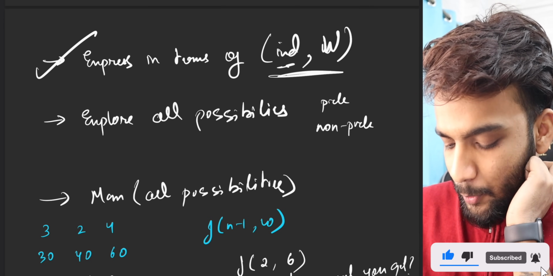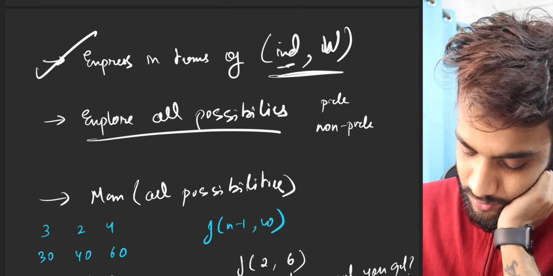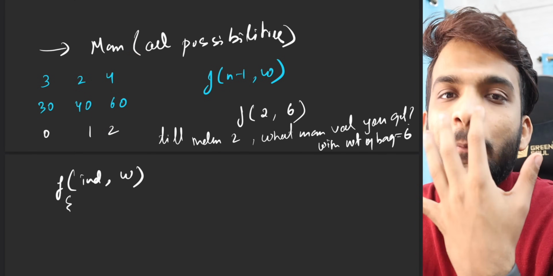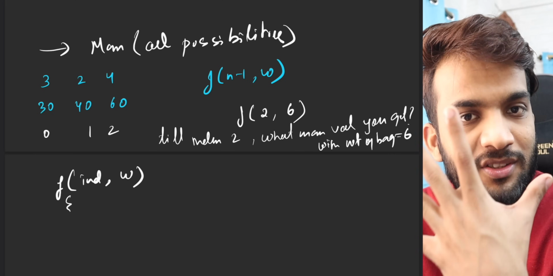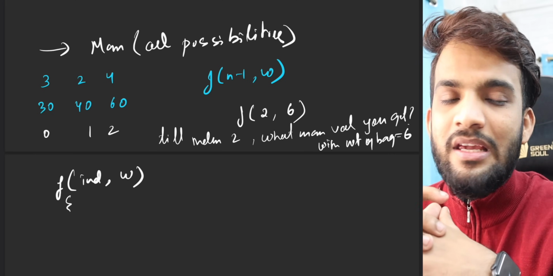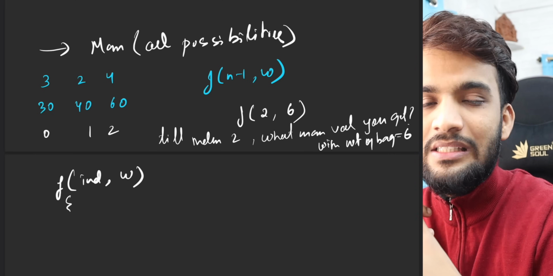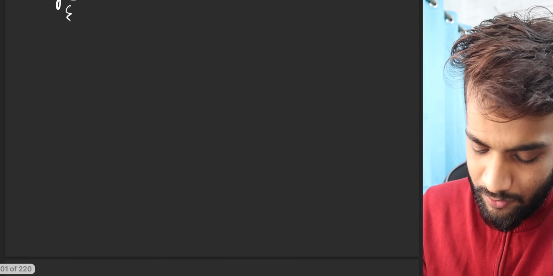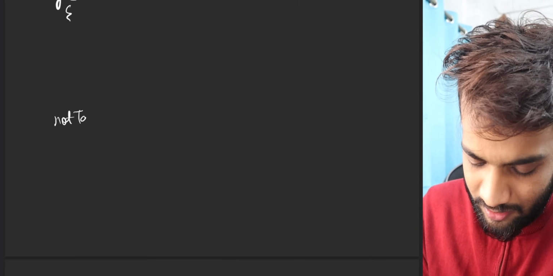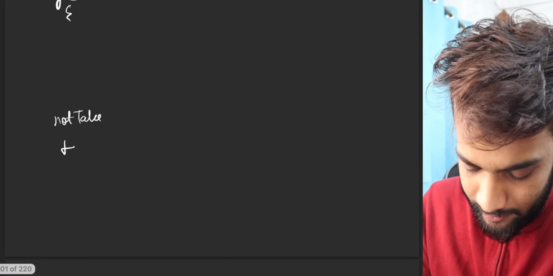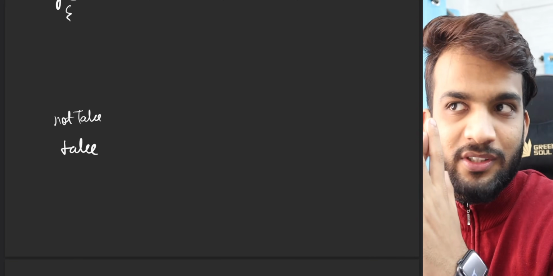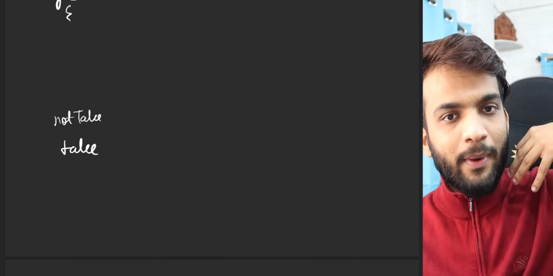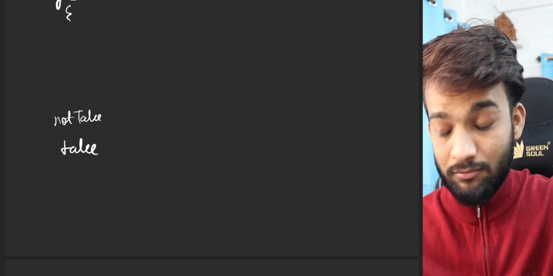Next is explore all possibilities. Now tell me one thing. If you're standing at a particular item, what options does the thief have? Again, very easy. He'll either steal it or he'll not steal it. So he will have two options. Either he will decide to not take it, or he'll decide to take it. I don't think of any other options. Can you do something apart from this? Obviously not. Either you pick up that element and put it into your bag, or else you don't put it into your bag. Again, makes sense.